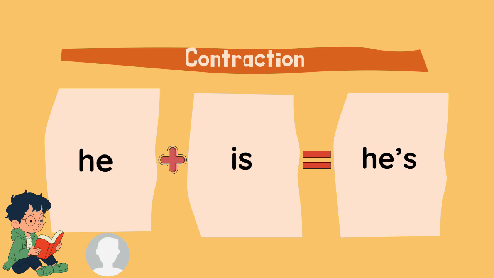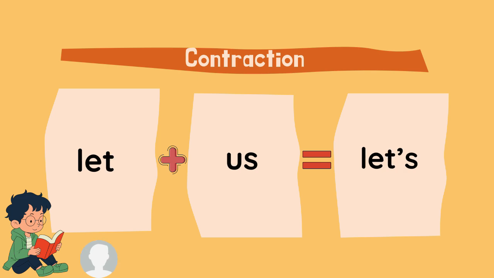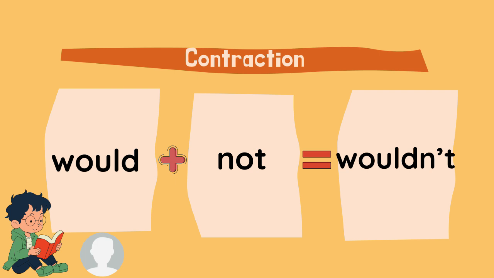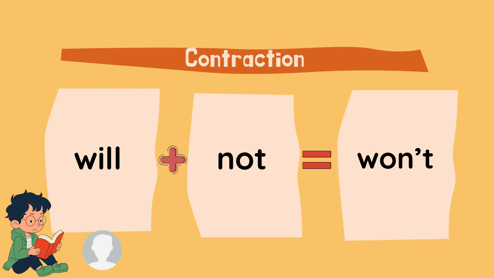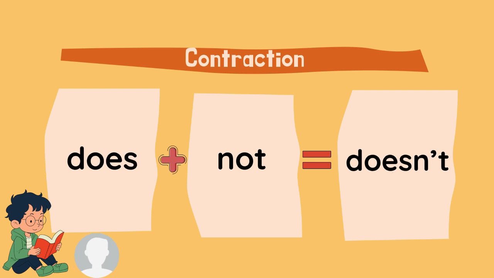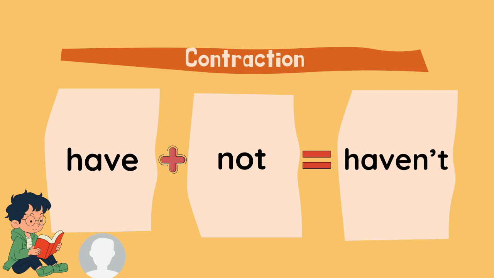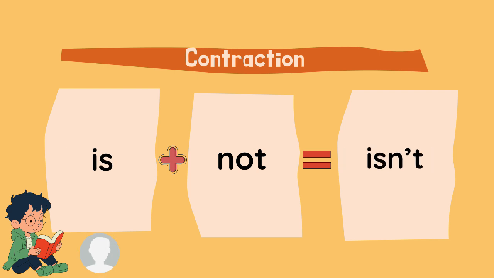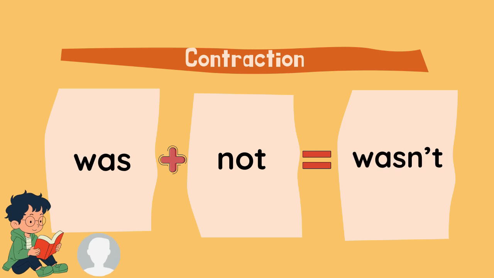He is, he's. Here is, here's. Let us, let's. Would not, wouldn't. Should not, shouldn't. Will not, won't. Did not, didn't. Are not, aren't. Does not, doesn't. Had not, hadn't. Have not, haven't. Is not, isn't. Need not, needn't. Was not, wasn't.